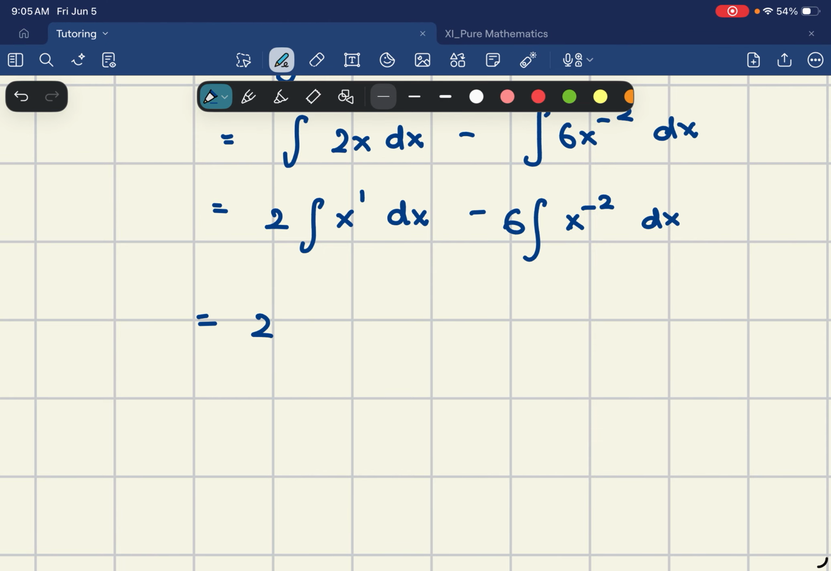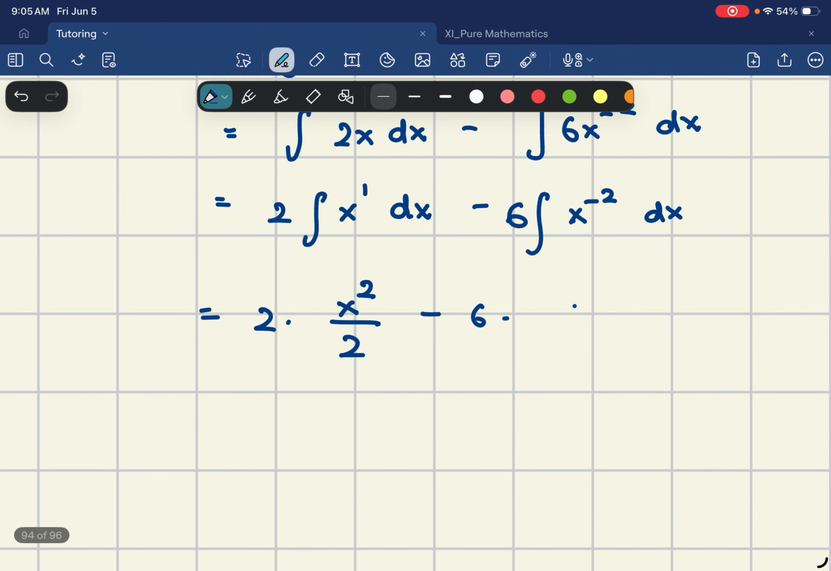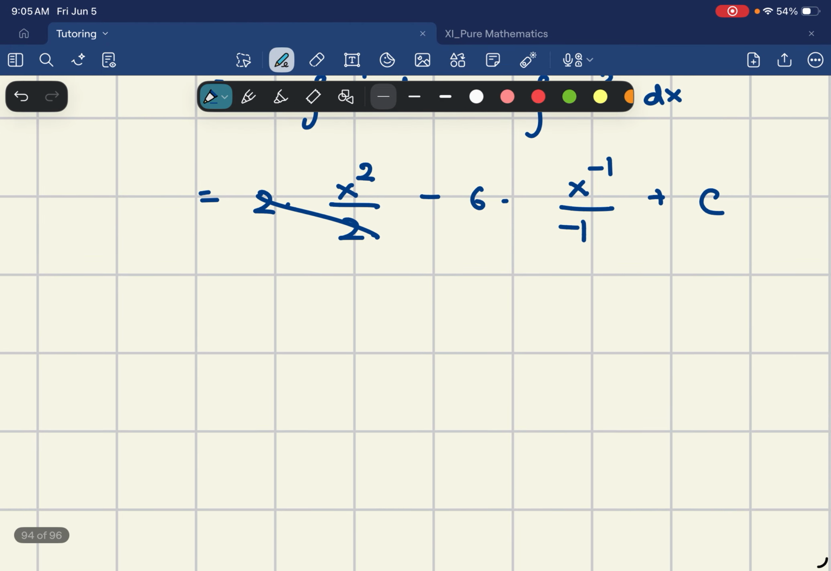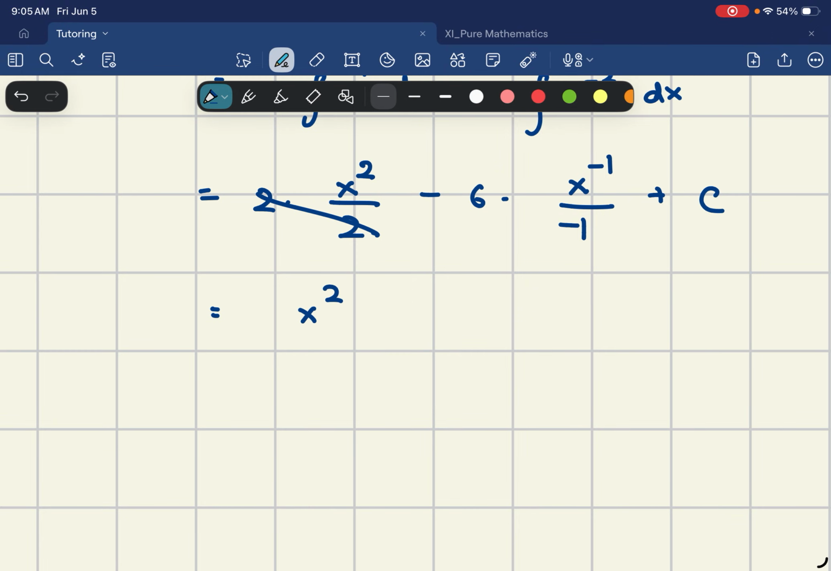So now, when you integrate this, you raise the power by 1. So your power is 1, you increase it by 1, you get 2, divided by your new power. And it's the same here. You raise your power by 1. Negative 2 plus 1 is negative 1. You divide by your new power. And do not forget plus c. That is the most important part. So 2 and 2 will cancel out. So you get x squared. You have minus and 2 negative signs. It will actually give you a plus 6 over x, right? X to the power negative 1, it will go down. So you have 6 over x plus c.